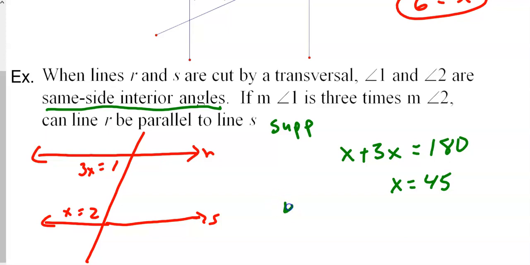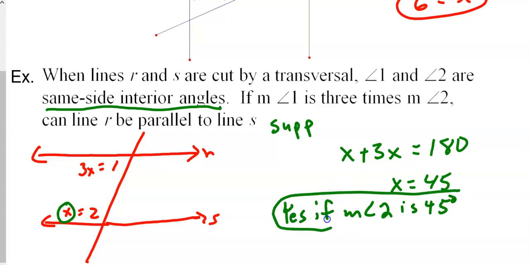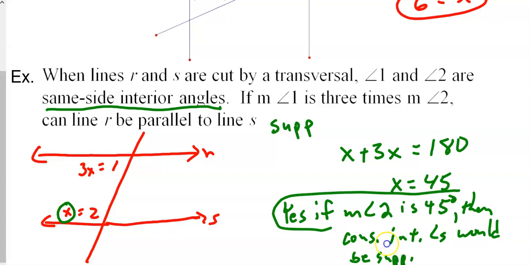And the answer is yes, if the measure of angle 2, because that's x, is 45 degrees. And I actually should maybe explain a little bit more. Then consecutive or same side interior angles would be supplementary. They didn't really ask me to explain there, but it's a good idea to kind of get used to that because there will be times where we need to explain some things there. Okay.